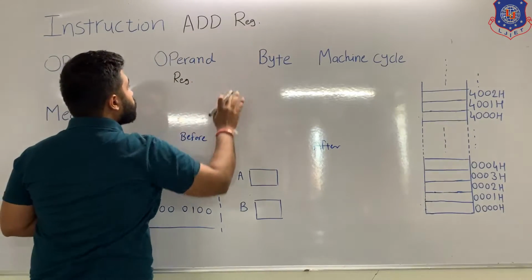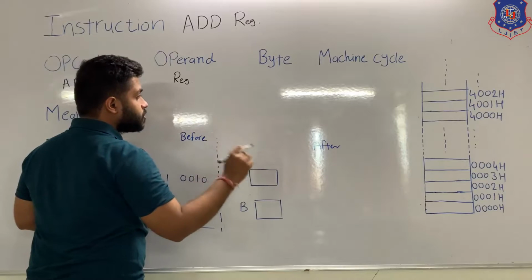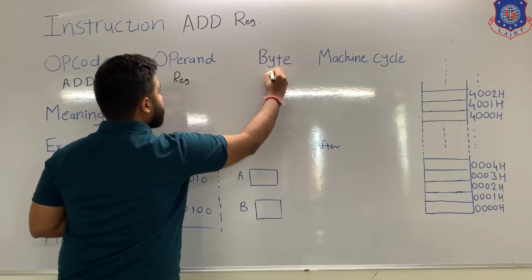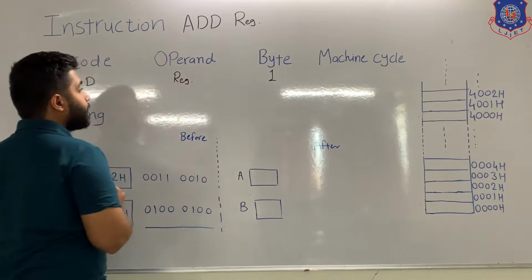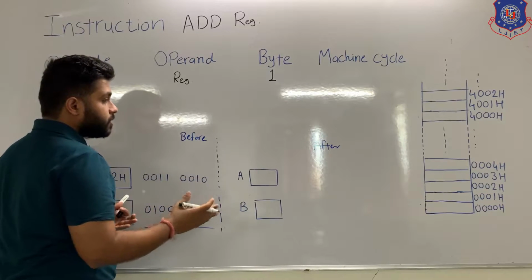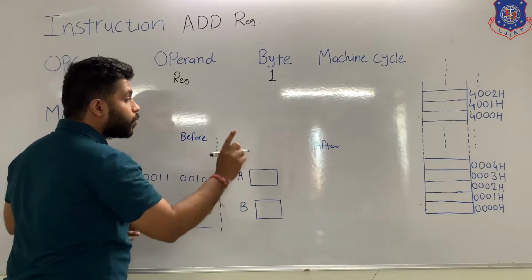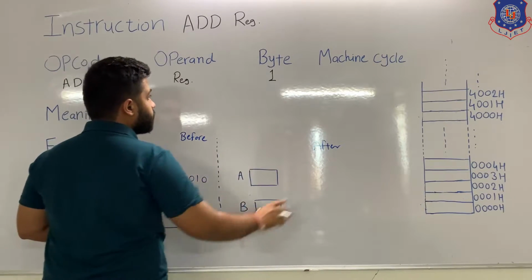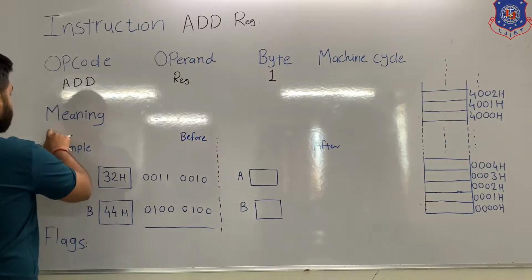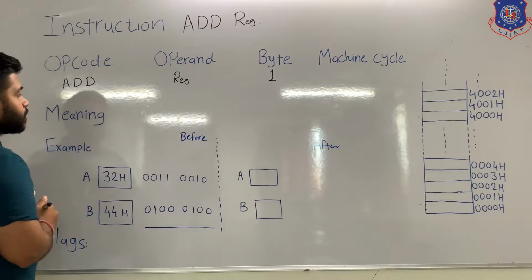In the instruction, no data is present. It means this instruction is of only 1 byte. So this instruction is 1 byte instruction. 1 byte instruction means when this instruction is stored in the memory, it will occupy only one memory location. Machine cycle, we will see. Before that, let's see the meaning of the instruction.